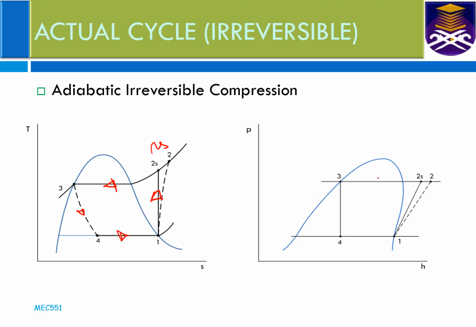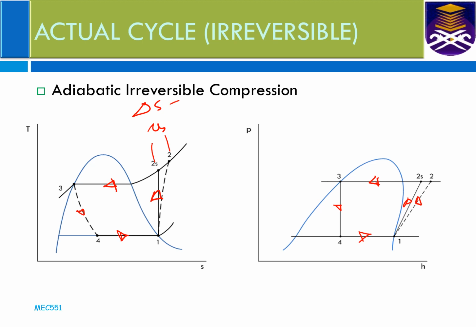where you have to put all the arrows for all the processes, for example 1 to 2, 2 to 3, 3 to 4. Okay, so go back to here. So this is where entropy is generated, between process 1 to 2, that will create the entropy generation.